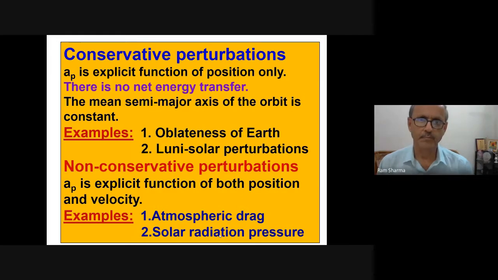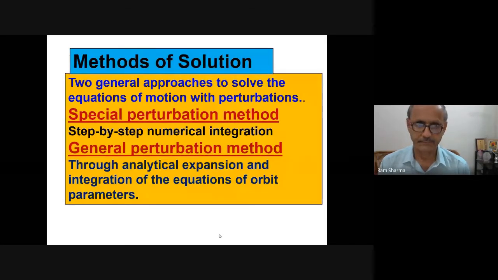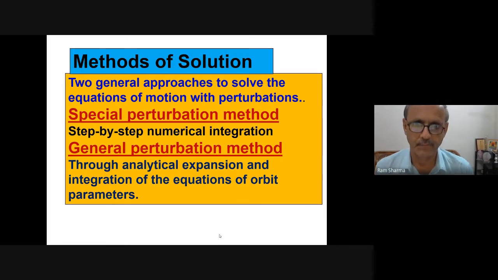So there are 2 methods of solution we see in the literature, 2 general approaches to solve equations of motion with perturbations. Special perturbation method, step-by-step numerical integration. So here we numerically integrate them. And general perturbation method, through analytical expansion and integration of equations of orbit parameters. The second one is of a lot of interest to us, where we can do a lot of research.